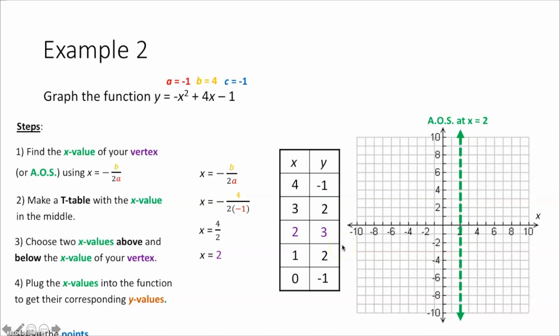We can then plot those points. For negative 1, over 4 on the x-axis, down negative 1 on the y-axis, put a point. 3, 2, you go over 3 on the x-axis, up 2 on the y-axis, put a point. Then 2, 3, over 2 on the x-axis, up 3 on the y-axis, put a point. 1, 2, over 1 on the x-axis, up 2 on the y-axis, put a point. And then 0, negative 1, over 0 on the x-axis, down 1 on the y-axis, put a point. Draw a parabola going through those, and you're done. Notice, because our a value was negative, that's why this parabola opens downward.